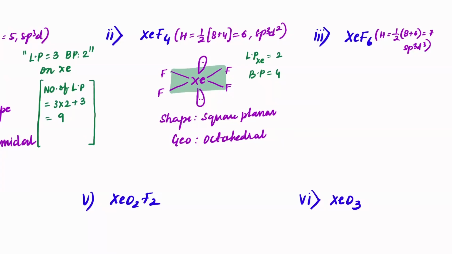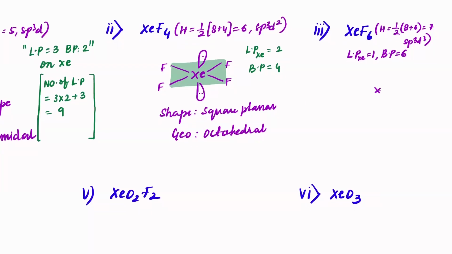See, sp3d3, we usually expect it as pentagonal bipyramidal, like this, a bipyramid. But unfortunately, because of one lone pair present, there are 7 orbitals but only 6 connections, which suggests that the number of lone pairs present on xenon is 1 and bond pairs are 6. In such a case, instead of adopting a pentagonal bipyramidal, it will still go for an octahedral form like this.